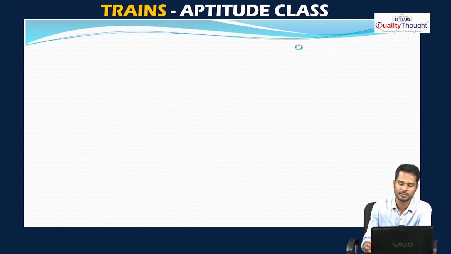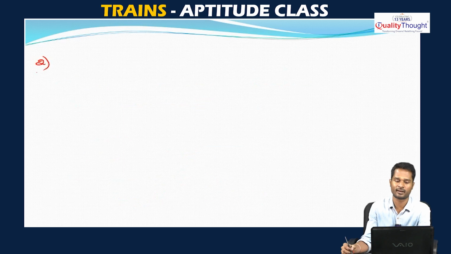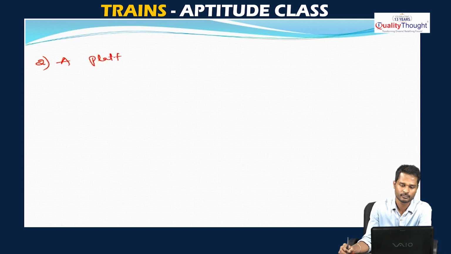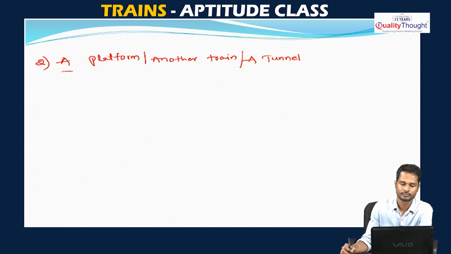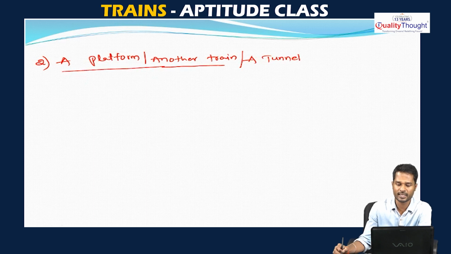Let us see the second case. The second case speaks about when a train crosses a platform or another train, or a tunnel. Okay. Let us see, in this case when a train is moving, there is a chance of getting a platform, another train or a tunnel.